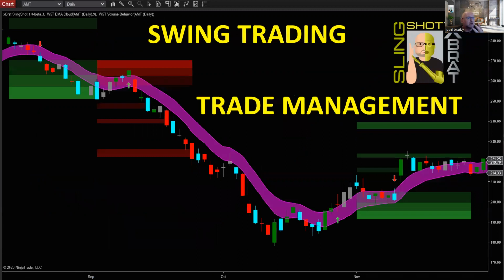Okay, so swing trading management. So this is AMT, a stock on the daily time frame. So again, what we can see here is we have a pullback against the bullish trend. It's pulling back, it's pulling back. You see we get the red arrow here. Then we go trend failure.